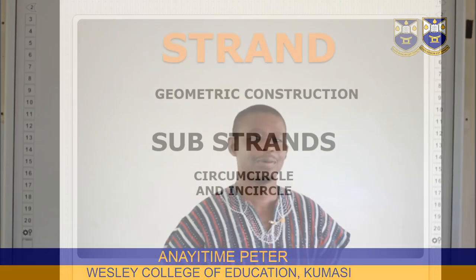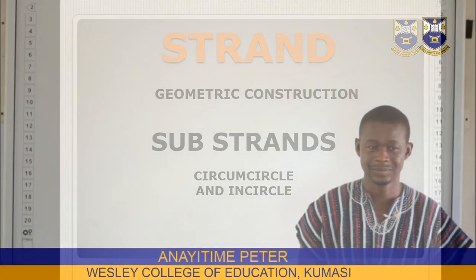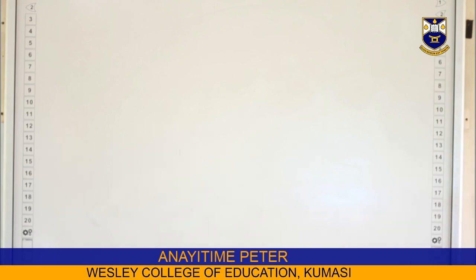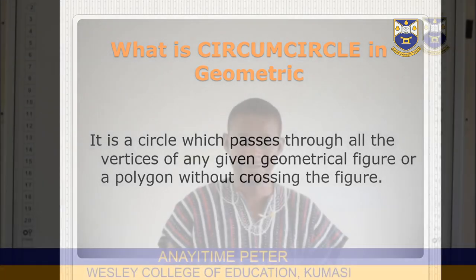Now, what is a circumcircle in geometry? A circumcircle is a circle which passes through all the vertices of any given geometric figure or polygon without crossing the figure. So what it means is that the circle will pass through all the vertices of the geometric figure.